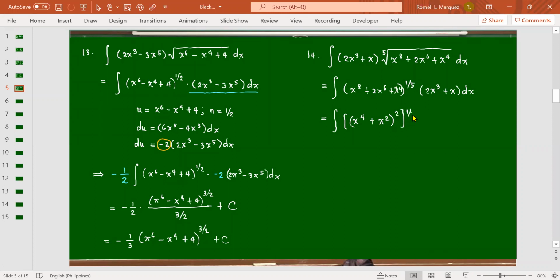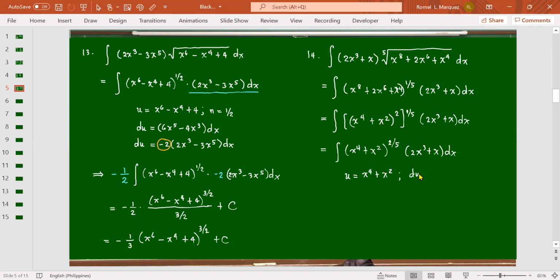Yes, sir. And then this is equal to what next? We have x to the 4th plus x squared raised to 1/5, or 2/5. Check if the remaining is now possible to be the differential. Yes, it is possible now, sir. So what is our u? Our u is x to the 4th plus x squared.